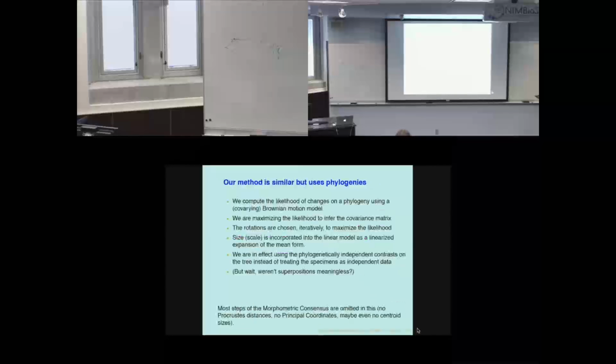Okay. So when you look through here and say, where's the morphometric consensus? We didn't do a Procrustes fit to each other. We did superpose the centroids, same as Procrustes. We handled the rotations differently. We didn't compute distances and go off into a distance space and do our principal coordinates there. So really we dropped almost every step of the morphometric consensus, and we have an alternative to it.